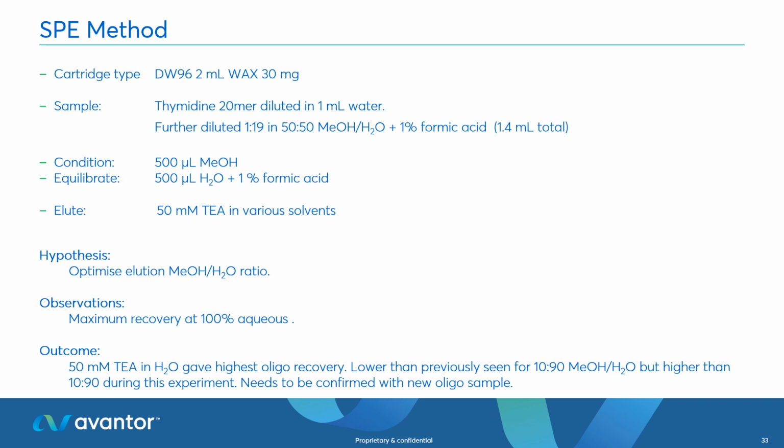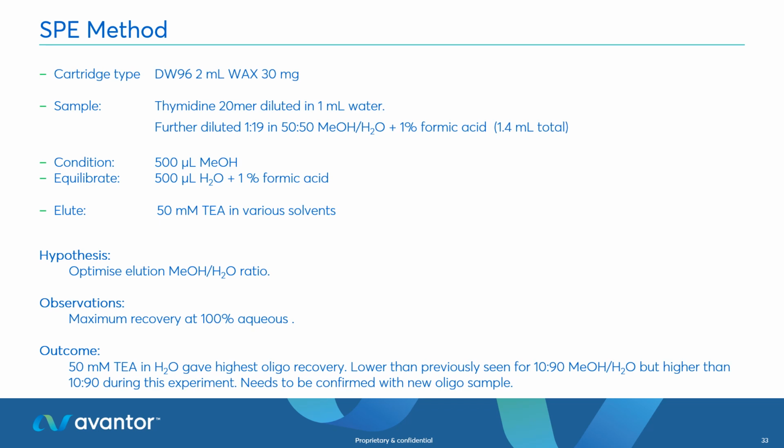So at the moment I've specified 50 millimolar TEA in a variety of different solvents. And what we want to do is really try and come up with some hypotheses about what will happen, and based on that determine what the experimental parameters should be for the final methodology. And as I say, we'll be focusing on just the elution step initially.